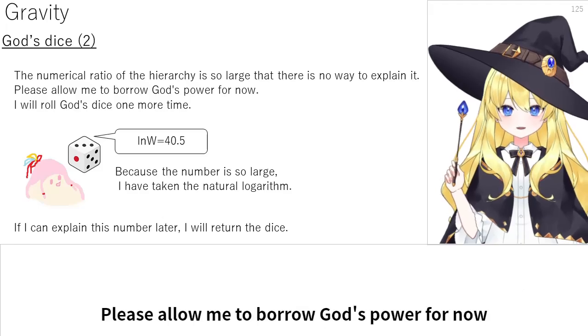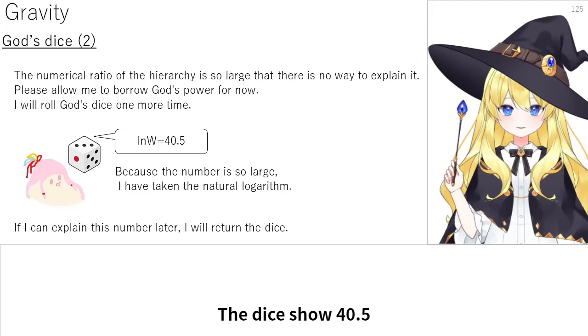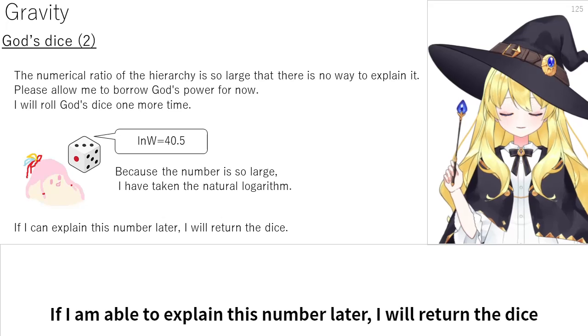Please allow me to borrow God's power for now. I will roll God's dice one more time. The dice show 40.5. Because the number is so large, I have taken the natural logarithm. If I am able to explain this number later, I will return the dice.